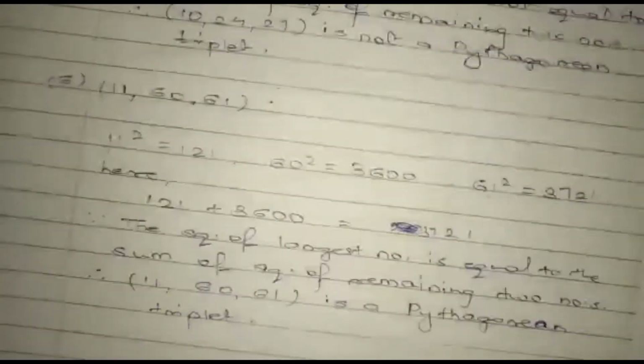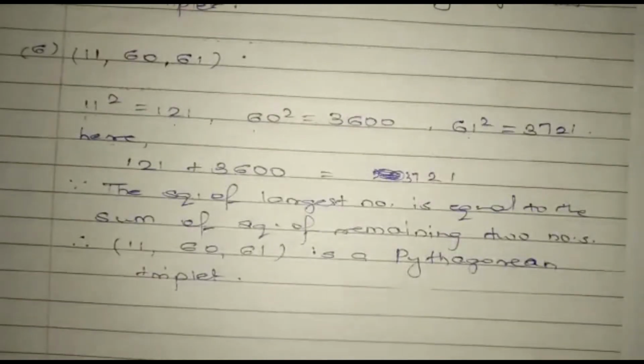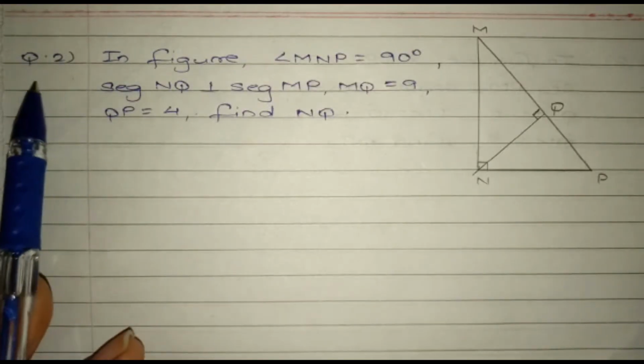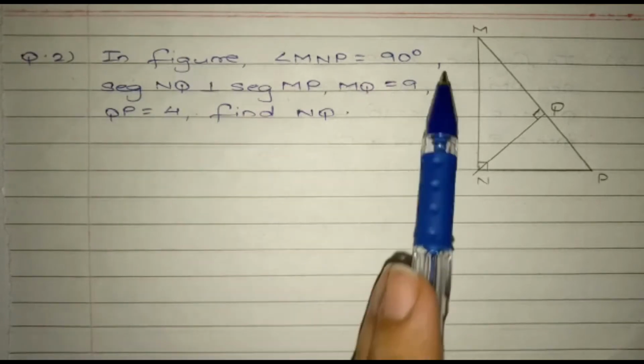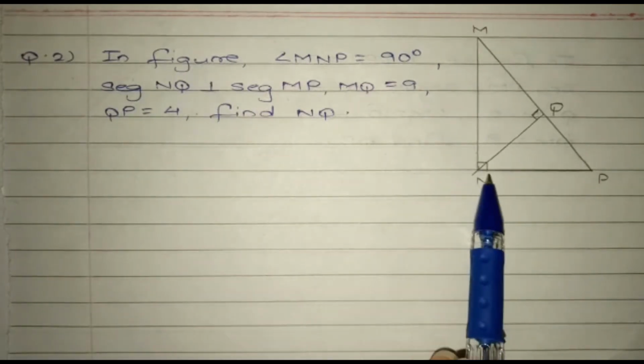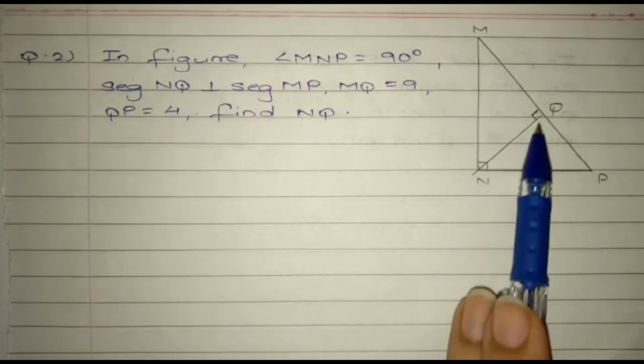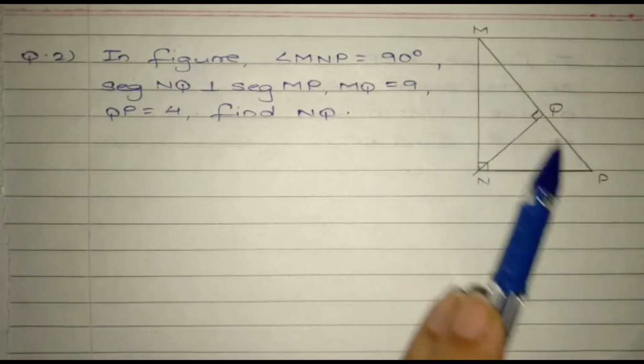Now let us start with the second question. Now in this second question of practice set 2.1, it is given that in the figure angle M and P is 90 degrees. Okay, segment NQ is perpendicular to segment MP.